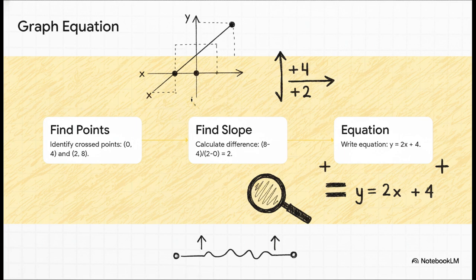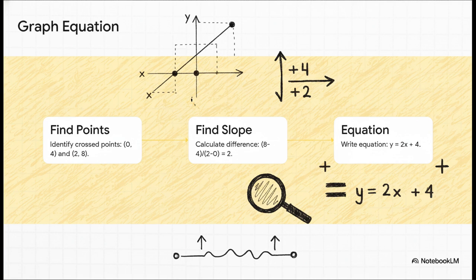Step 1, we find 2 clear points where the line crosses the grid perfectly. Here, we've identified the points (0, 4) and (2, 8). Step 2, we find our slope, our m, by calculating the change in y divided by the change in x. Our y went from 4 to 8, which is a change of positive 4. Our x went from 0 to 2, which is a change of 2. So 4 divided by 2 gives us a slope of 2.